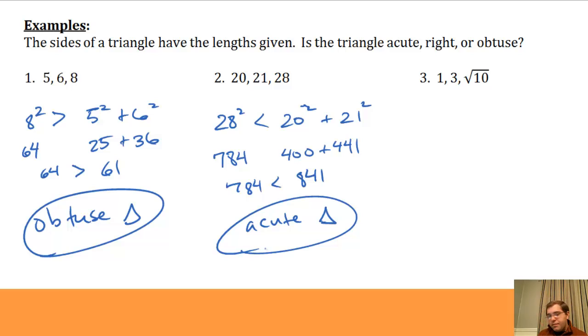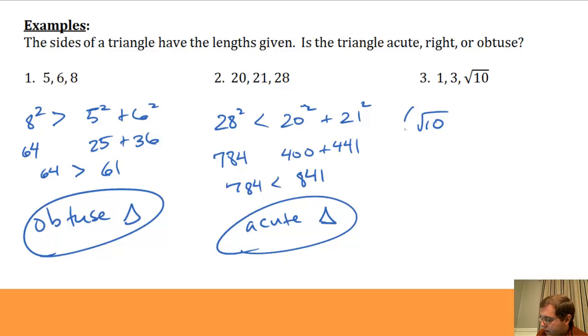Okay, how about example number 3? What's bigger, 1, 3, or square root of 10? What's the biggest? Square root of 10 must be the biggest, because if I take 3 and square it, I get 9, which is not quite 10. So square root of 10 is the biggest side. It's weird to think of a side being a square root and not a whole number, but that's perfectly fine. Square root is a number.